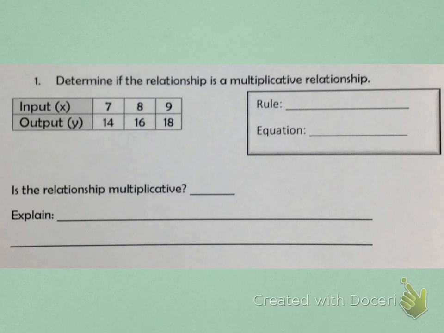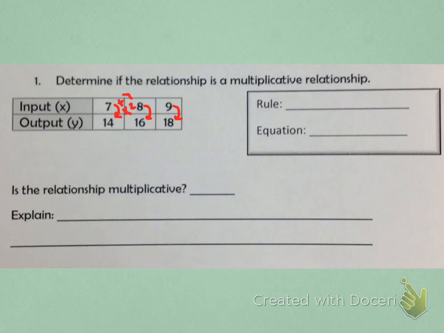Let's try this. Number 1, determine if the relationship is a multiplicative relationship. So it tells us our input, our independent variable x, is 7, 8, and 9, and our output is 14, 16, and 18. So how do I get from 7 to 14, 8 to 16, and 9 to 18? 7 to 14, I can either add 7 or multiply by 2.